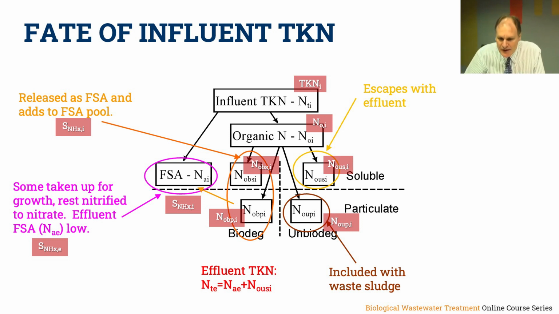This unbiodegradable particulate organic nitrogen is the nitrogen that is associated with the unbiodegradable particulate organics and simply stays as such in the biological reactor with those unbiodegradable particulate organics. And nothing happens to it except it cannot escape with the effluent. It can only get out of the reactor by being included with the waste activated sludge from the biological reactor. So this is included with the waste activated sludge.